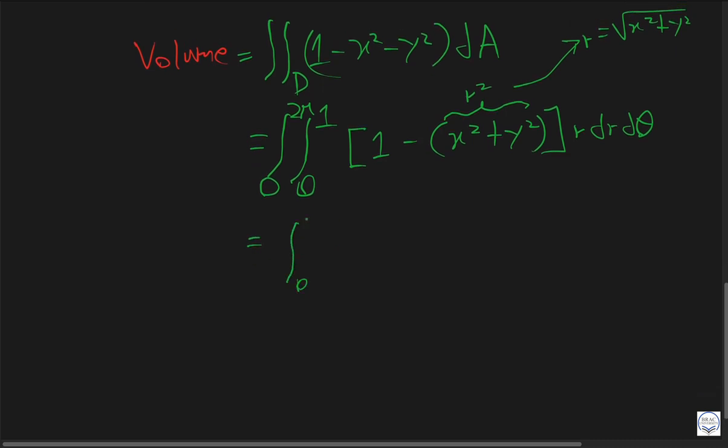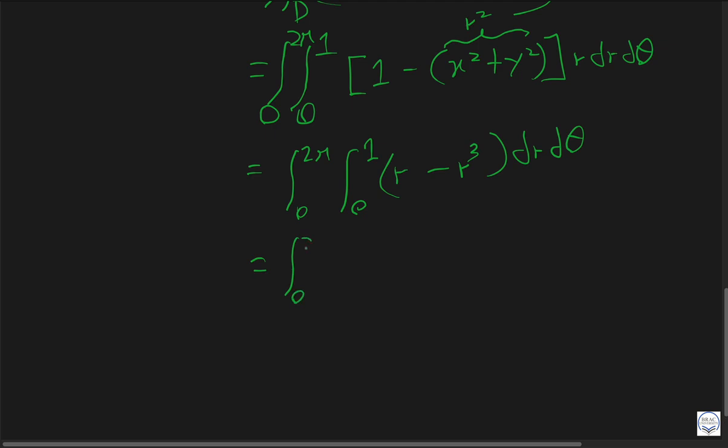And now we'll just do the r integration. Now before we do the r integration, let's just multiply it out. So we've got r minus, this is r squared, right? So we've got r cubed dr d theta.